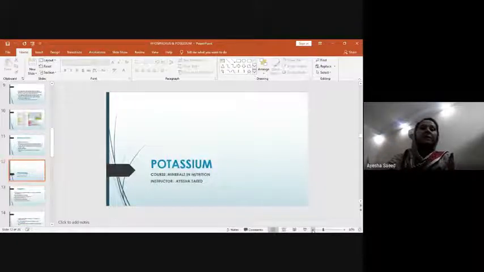Now we are going to do potassium. Potassium is also a major mineral and works in antagonism with sodium. This means that it works with sodium to regulate the blood pressure.